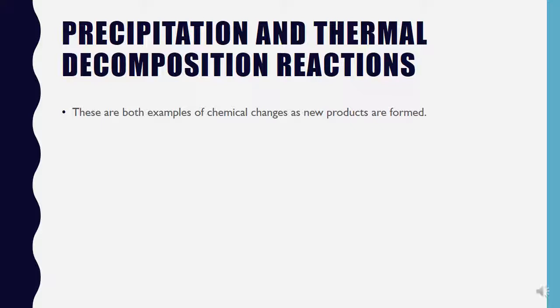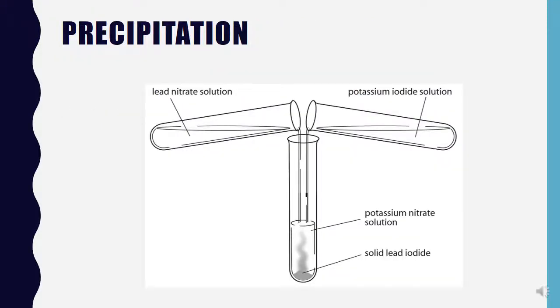We're going to talk about two examples of chemical changes: precipitation reactions and thermal decomposition reactions. In both of these reactions, new products are formed. During a precipitation reaction, an insoluble solid is formed from a solution.